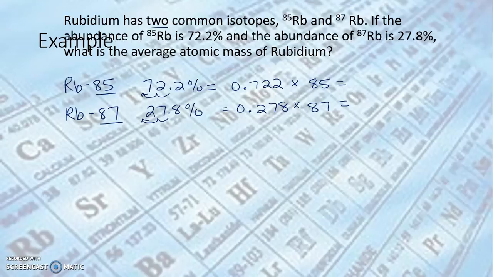0.722 times 85 gives us 61.37. And then we do 0.278 times 87, and that gives us 24.186. Now we add those two together, 61.37 plus 24.186, and we get 85.556. And then the answer would be in AMUs for our unit, atomic mass units.